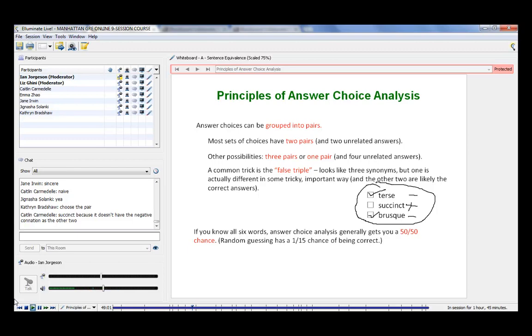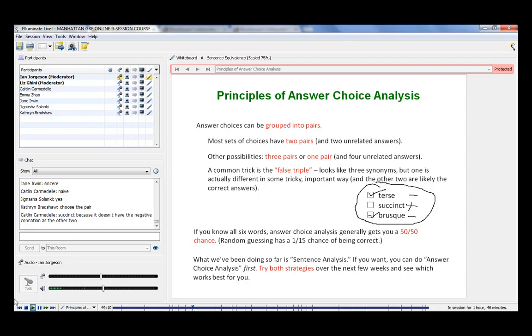That's a lot worse than the old version of the test where random guessing was always at least 1 out of 5. So what we've been doing so far is sentence analysis. What we've done with text completions, right? What we've now done at the beginning with these equivalency problems. But what we just saw is the idea of answer choice analysis. Try that first. Try that first on a couple of problems and see if it's working for you.